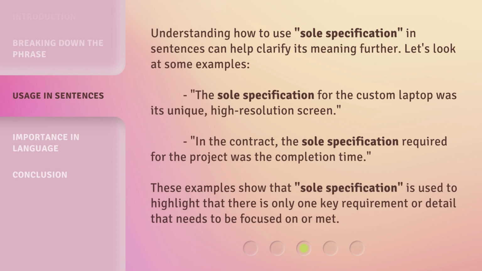Understanding how to use sole specification in sentences can help clarify its meaning further. Let's look at some examples. The sole specification for the custom laptop was its unique, high-resolution screen. In the contract, the sole specification required for the project was the completion time. These examples show that sole specification is used to highlight that there is only one key requirement or detail that needs to be focused on or met.